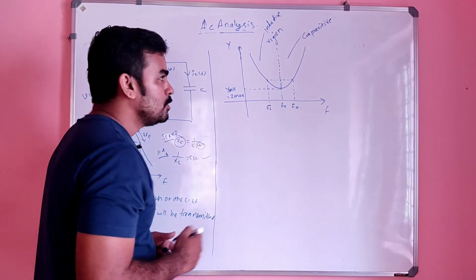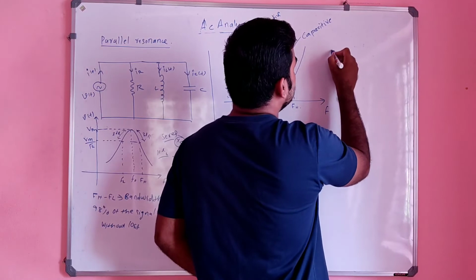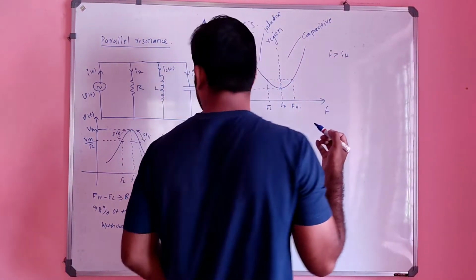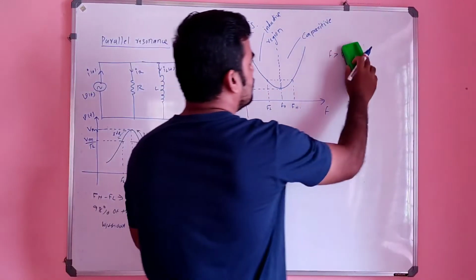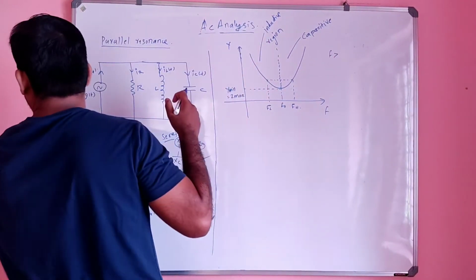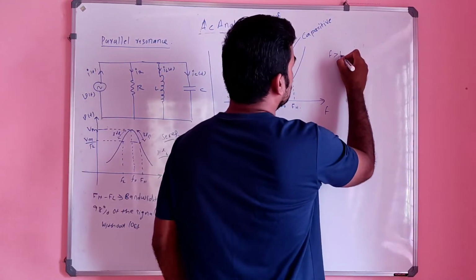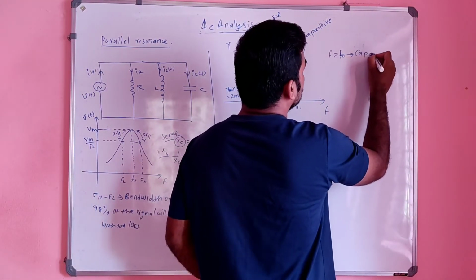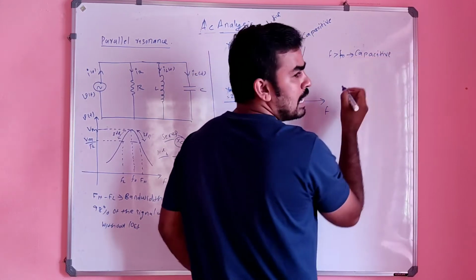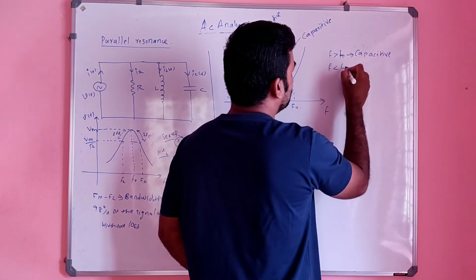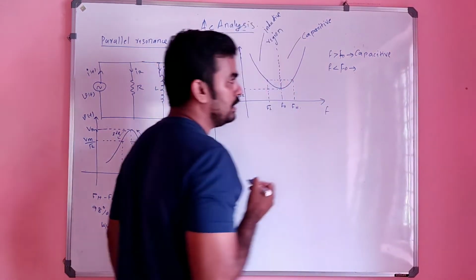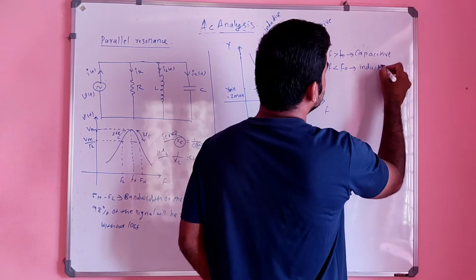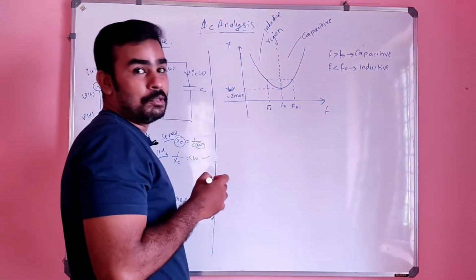Is it clear? So we can say that at F greater than F0, the region will be capacitive, right? And at F less than F0, the region will be inductive. It is opposite to that of the series circuit, which you have to keep in mind all the time.